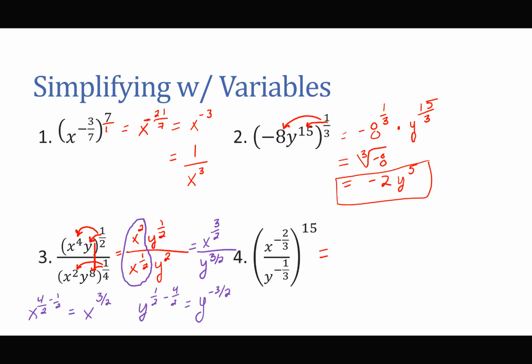x raised to the negative 2/3 to the 15th power. Okay, so I'm going to have x raised to the negative 30 over 3, and then y to the negative 15 over 3. So x, negative 30 over 3 would be a negative 10, y would be a negative 5. Both have negatives, so I can switch. This will be y to the positive 5th in the numerator, x to the positive 10th in the denominator.